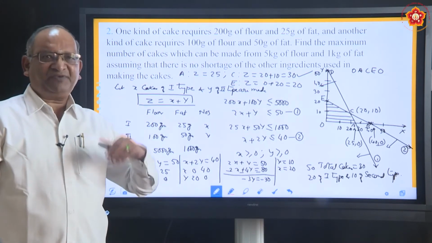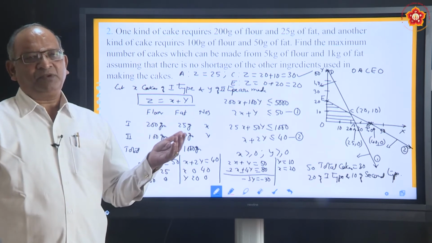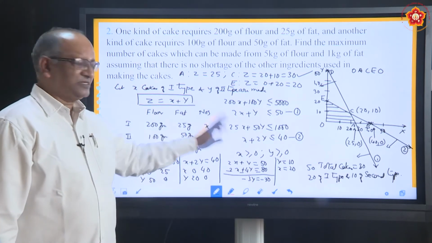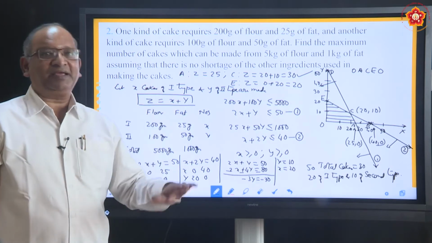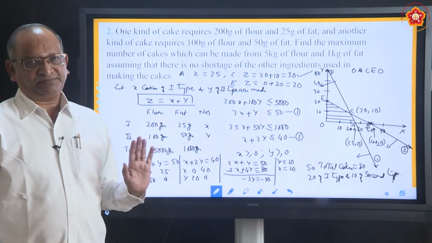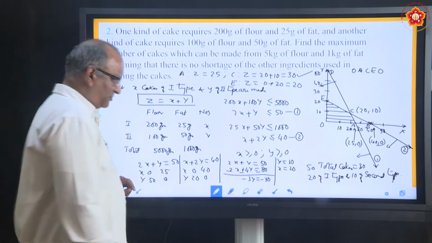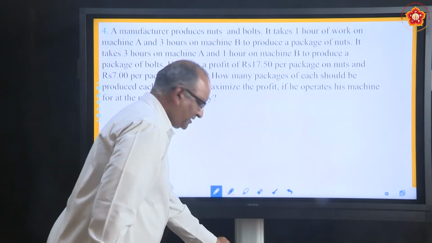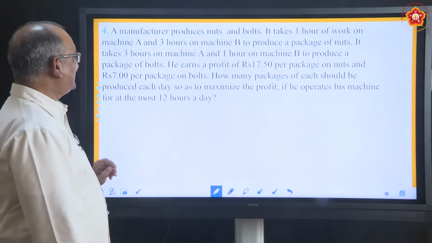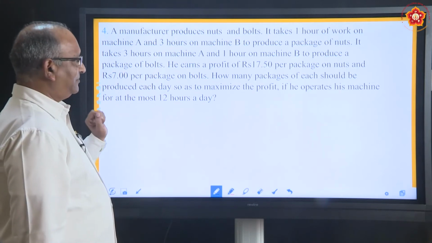What is the difference compared to yesterday's problem? There he gave the inequations. Here we are forming the inequations. That is the difference. Okay, let us move to the next problem. All these problems are very big in size. We have to read carefully and then do that.